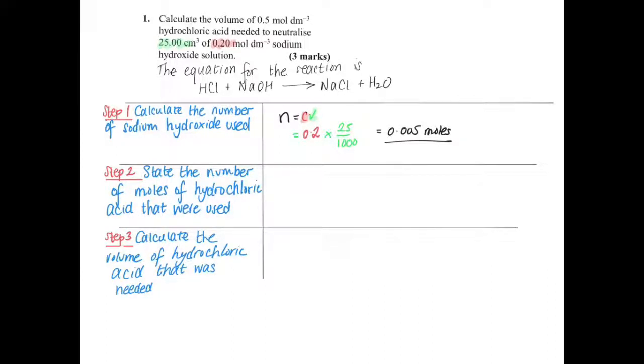Step 2 is to state the number of moles of hydrochloric acid that we used. Because we're given the chemical equation, we know that 1 mole of sodium hydroxide reacts with 1 mole of hydrochloric acid. We know that because there are invisible ones there that we don't write. So that means 0.005 moles of sodium hydroxide react with 0.005 moles of hydrochloric acid.